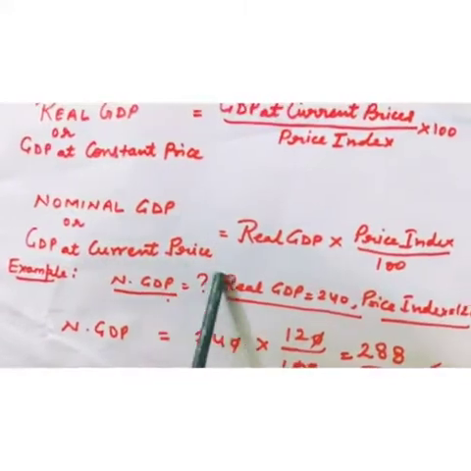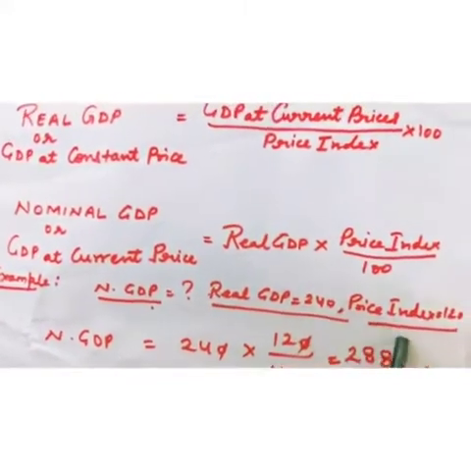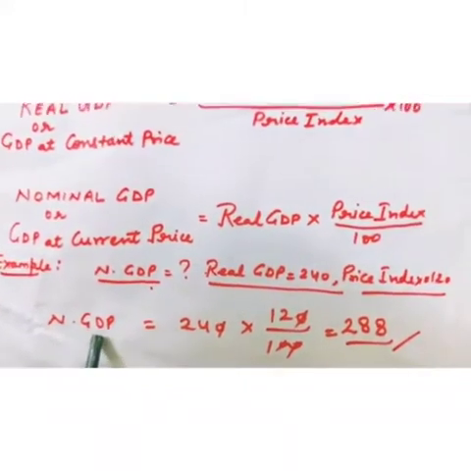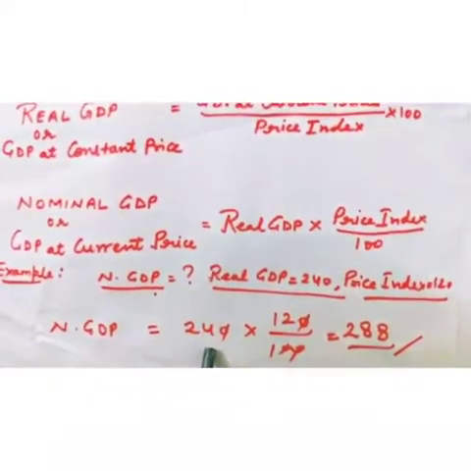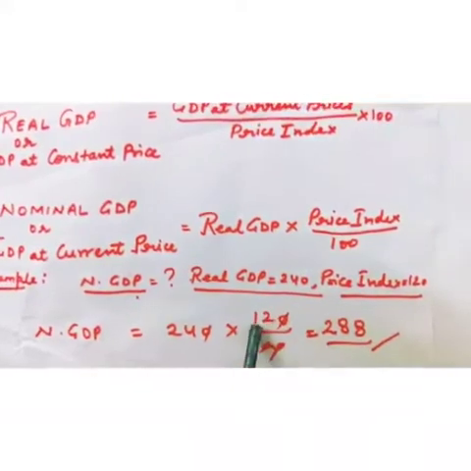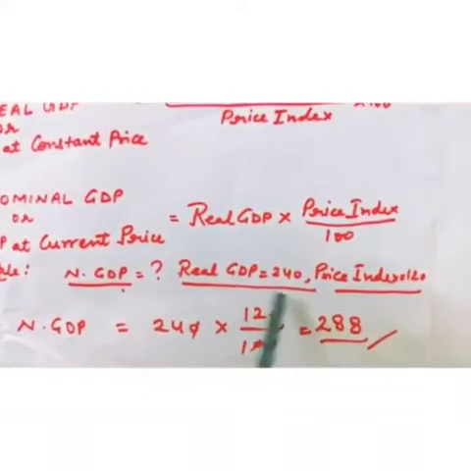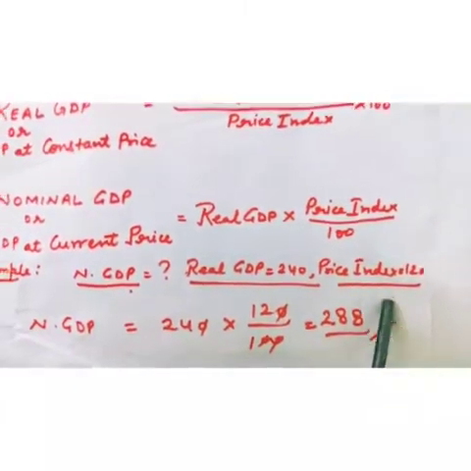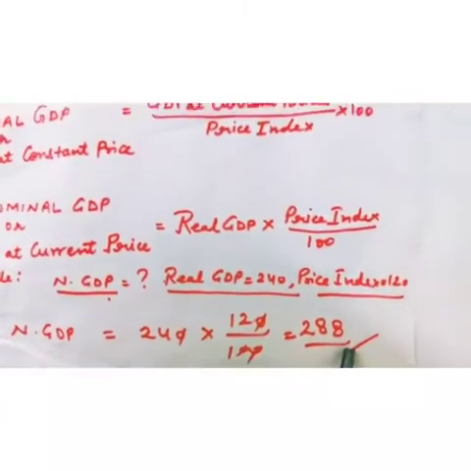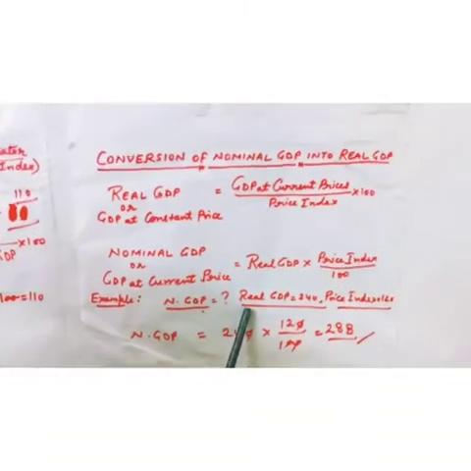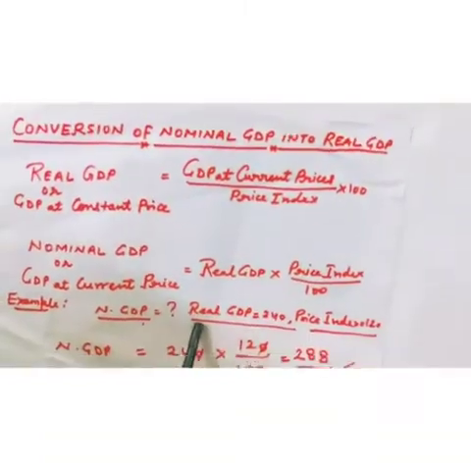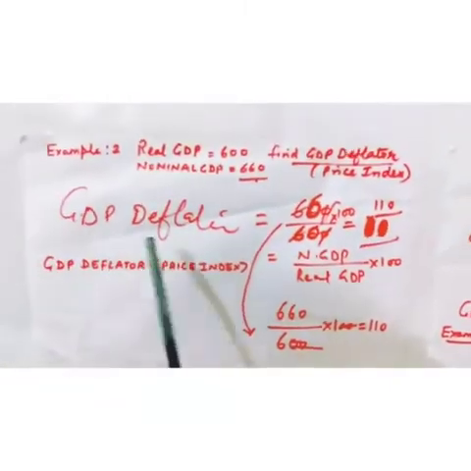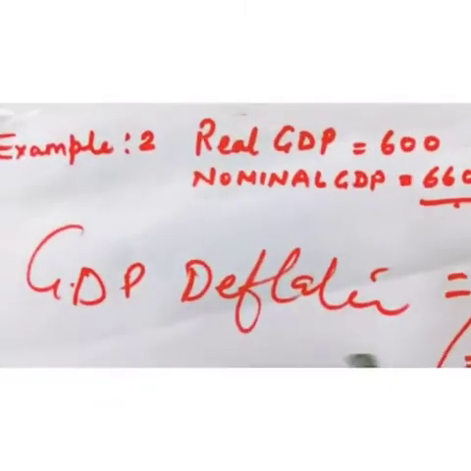Nominal GDP we have to find out, real GDP is given and price index is given 120. So we will calculate nominal GDP is equal to real GDP, given 240, into price index, given 120, upon 100, and 288 would be your answer. This question came many times in board, CBSE board exams.